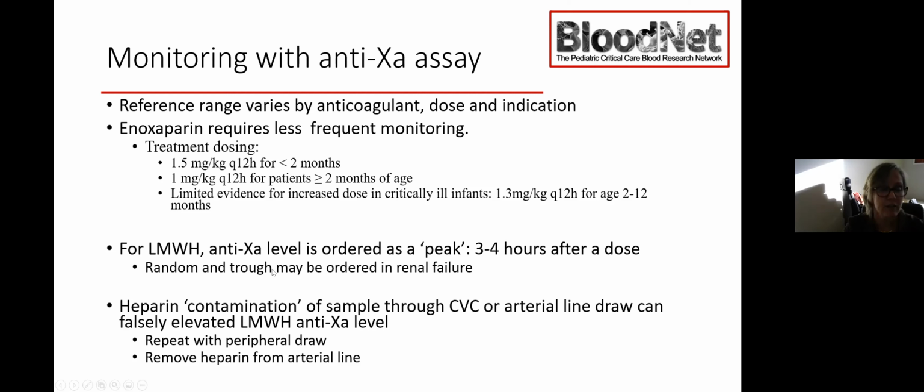Heparin contamination through the sample, we talked about both the CVC or the ART line, will result in a falsely elevated low molecular weight anti-10A level. So you're trying to measure how much is my low molecular weight inhibiting factor 10, but at the same time when you have the heparin contamination, that's also going to inhibit factor 10, and the assay isn't going to know the difference. So the cure is repeat with a peripheral draw. We also have, if we're going to do frequent monitoring, we will take out any heparin infusion from our arterial line, and we haven't really had much trouble with clotting.